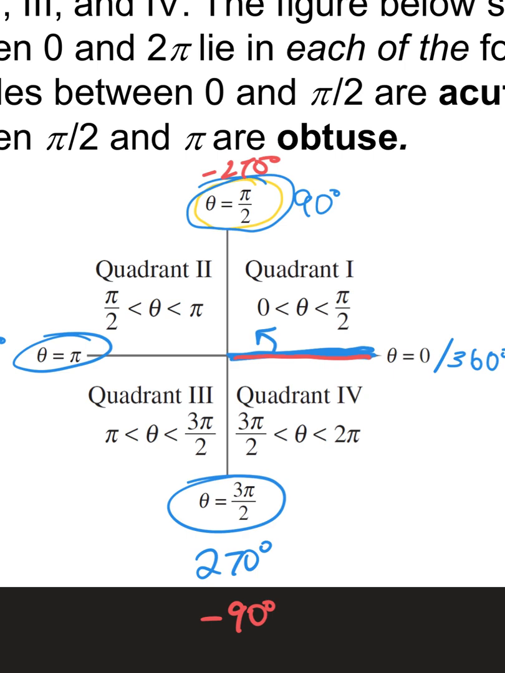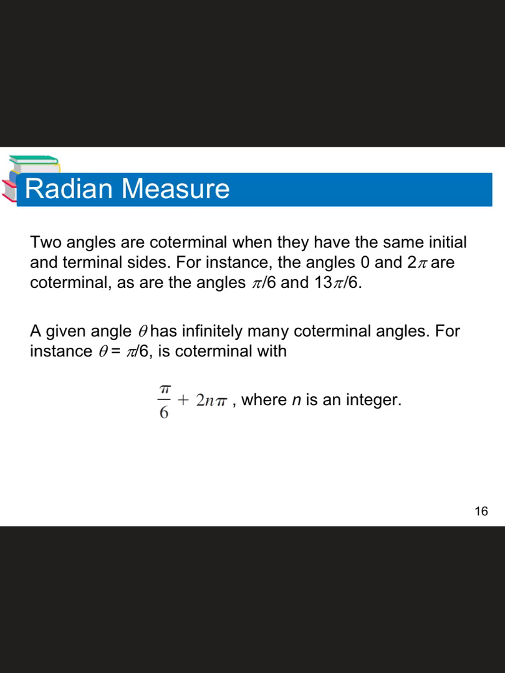You need to know the terms acute and obtuse. What does acute mean? Smaller than 90. What does obtuse mean? Okay, good. Lots of vocab.